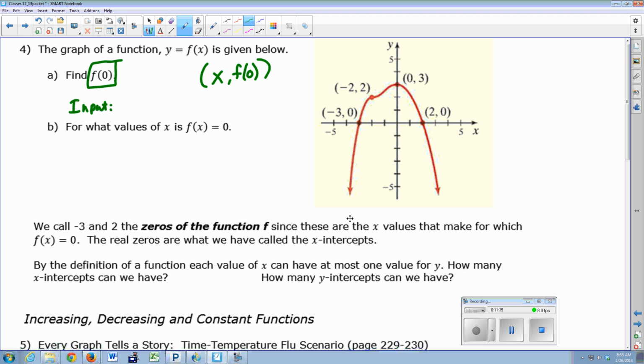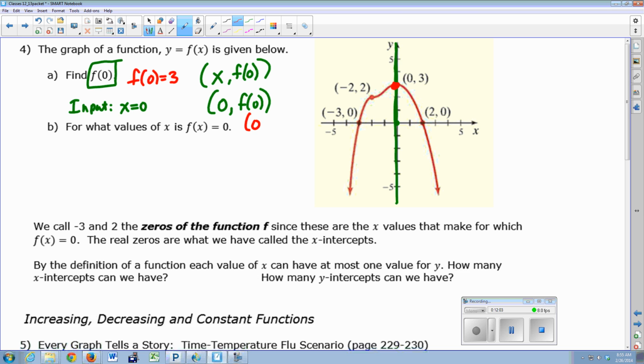It's sitting right there in the parentheses. That's your input. So your input is x equals 0. Your output is f of 0. So let's find f of 0. We go over to 0 on the x-axis and we draw a vertical line straight up and down until we hit the graph, and we hit the graph right here at (0, 3). So f of 0 is the value 3.